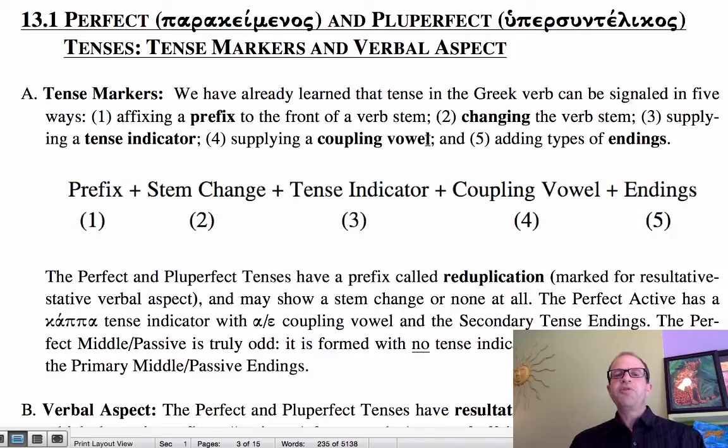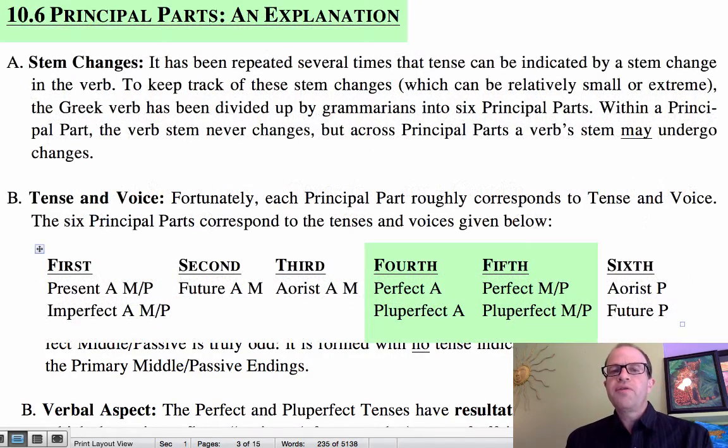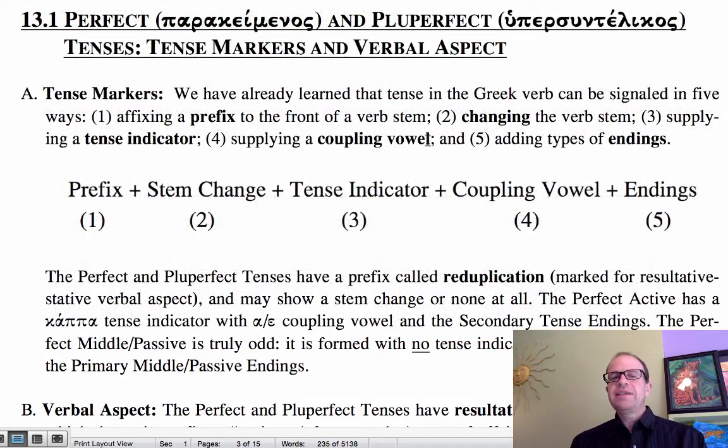The perfect and pluperfect tenses form the fourth and fifth principal parts. Now we've learned that you can indicate tense by a prefix, possibly by a stem change, the tense indicator and coupling vowel, which can form together to form a coupling syllable, and then the endings. Well, the perfect and pluperfect tenses will have a prefix, which is called reduplication, and in a later section, we'll talk about different ways to form reduplication. There may also be a stem change because we're actually in a different principal part, the fourth and fifth.